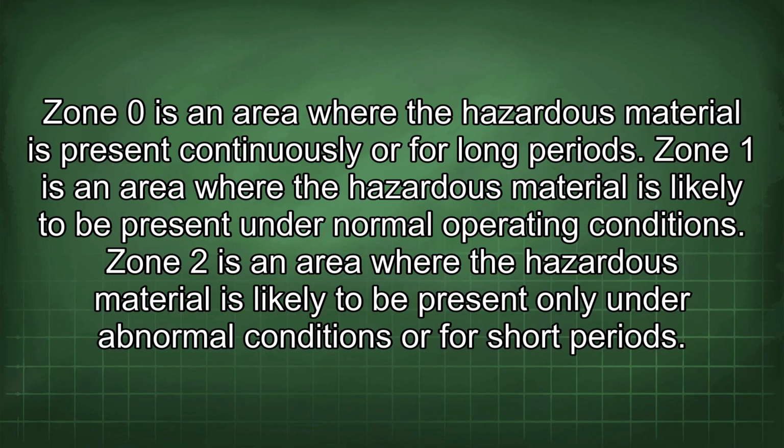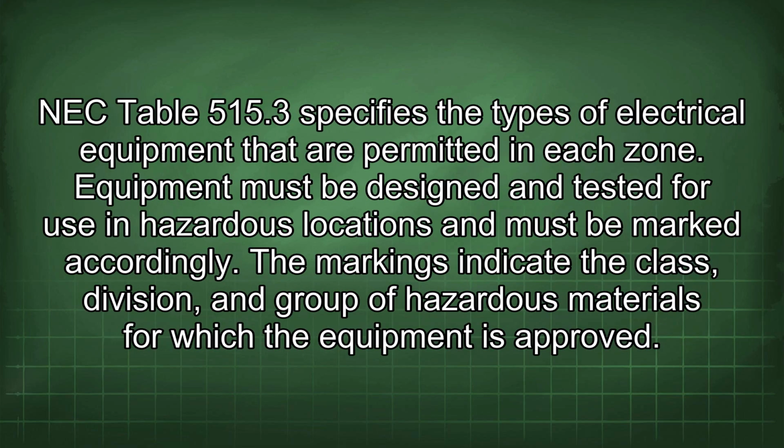Zone 0 is an area where the hazardous material is present continuously or for long periods. Zone 1 is an area where the hazardous material is likely to be present under normal operating conditions. Zone 2 is an area where the hazardous material is likely to be present only under abnormal conditions or for short periods. NEC Table 515.3 specifies the types of electrical equipment that are permitted in each zone.